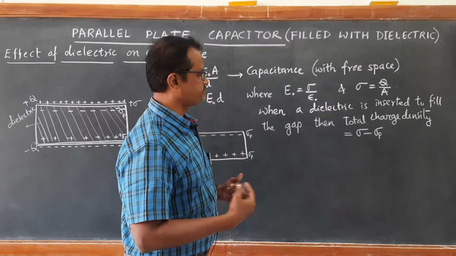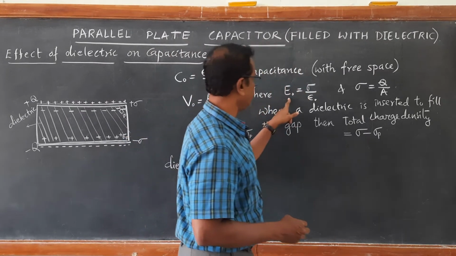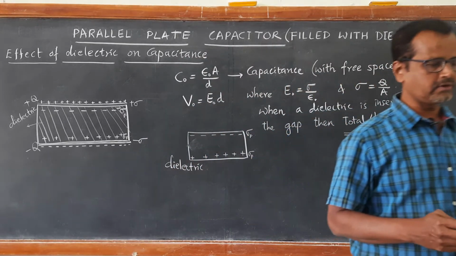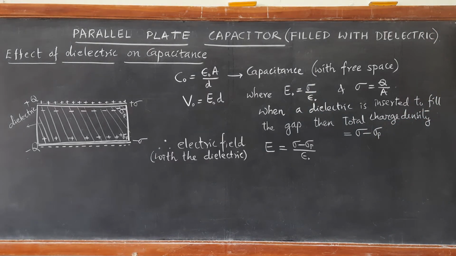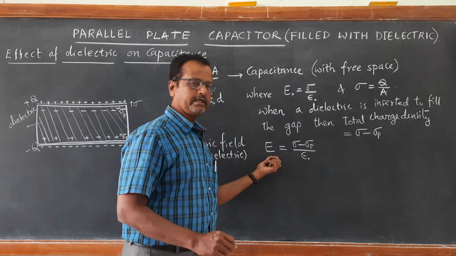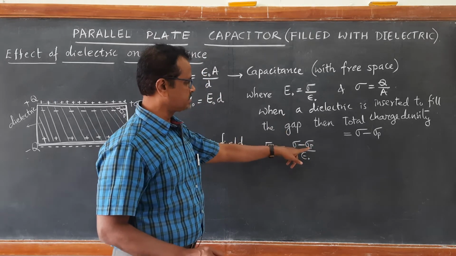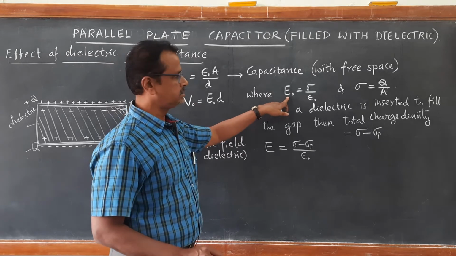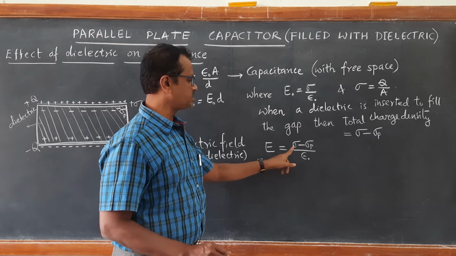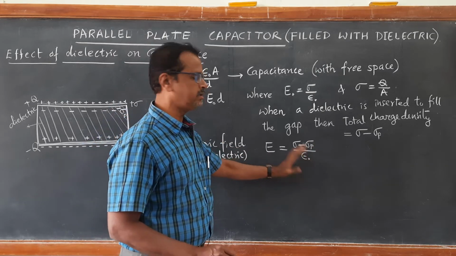Now, what happens to the electric field? Electric field can also be written in the same manner. Now, it becomes E equal to sigma minus sigma p upon epsilon naught. With the insertion of dielectric, the total electric field E becomes sigma minus sigma p upon epsilon naught. Without this dielectric, it was E naught. With free space, it is sigma upon epsilon naught. Because of polarization, the net charge density becomes sigma minus sigma p. Therefore, the net electric field becomes sigma minus sigma p upon epsilon naught.